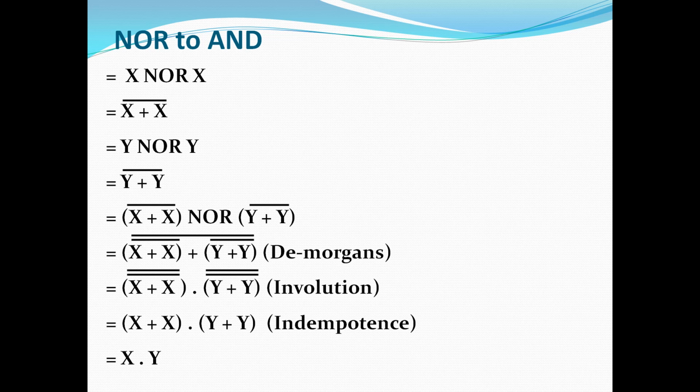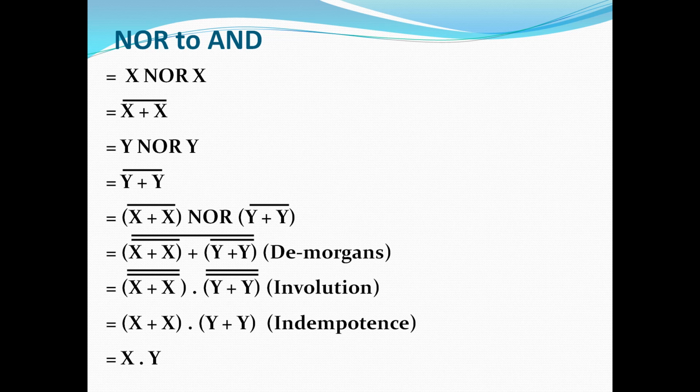When you apply the De Morgan theorem, it will be (X plus X)'' dot (Y plus Y)''. Then apply the involution law. The involution law states that X double dash equals X, and Y double dash equals Y.